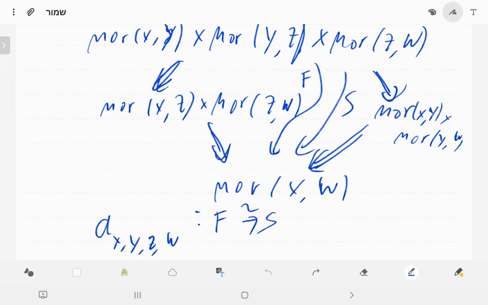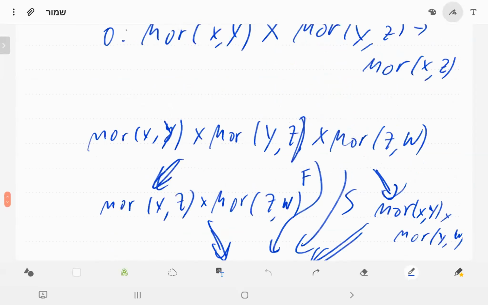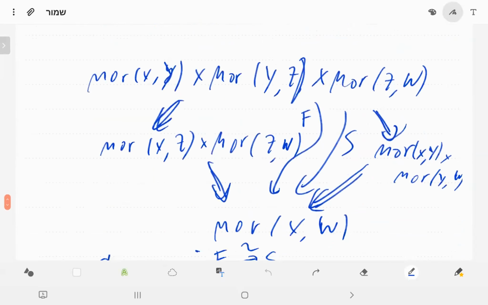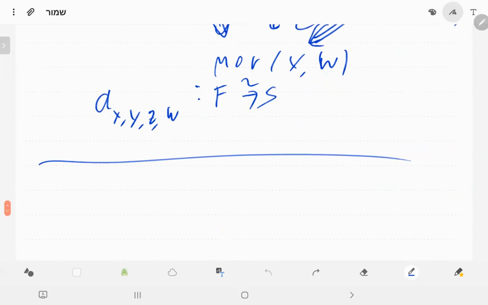Because now we have 4 objects already. What happens when we have 5 objects? X, Y, Z, W, and I'm running out of letters in the English alphabet, U. And then we'll see that we'll have 2 isomorphisms, and we want them to be the same. And what is usually done in this case, we draw the Pentagon diagram.